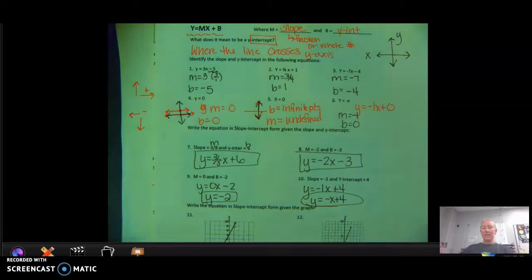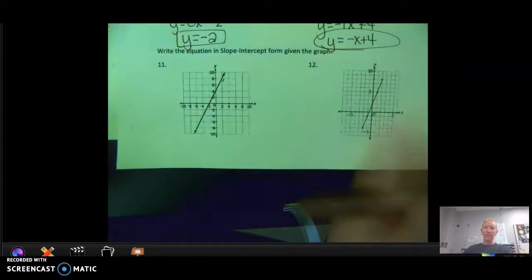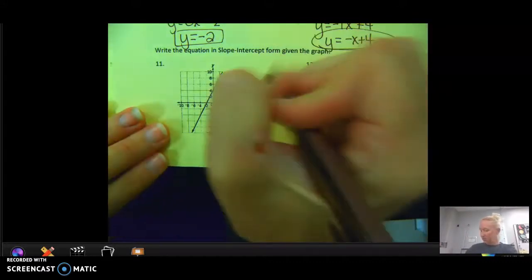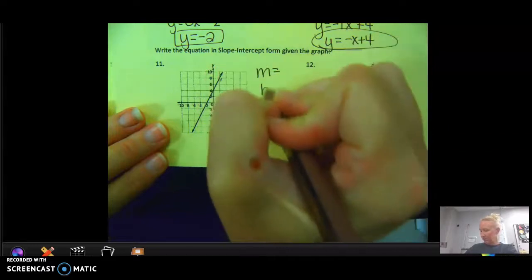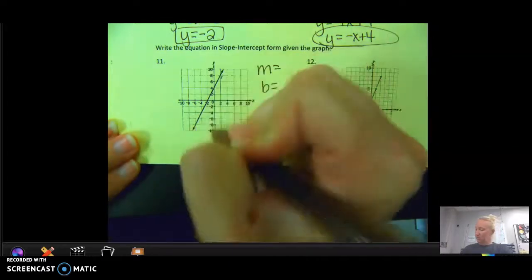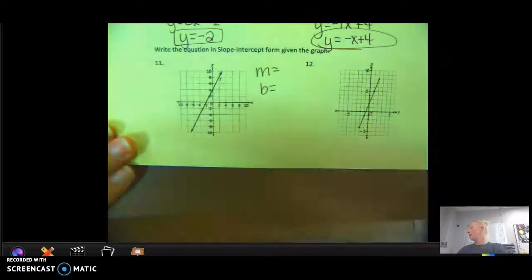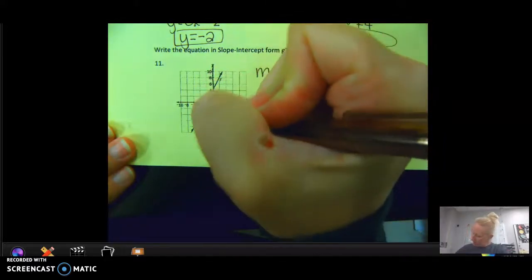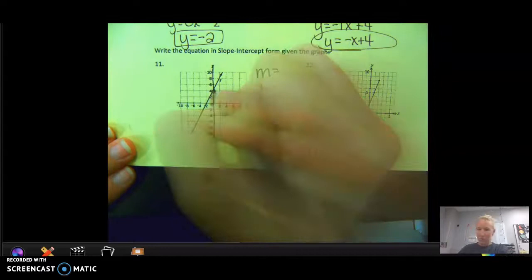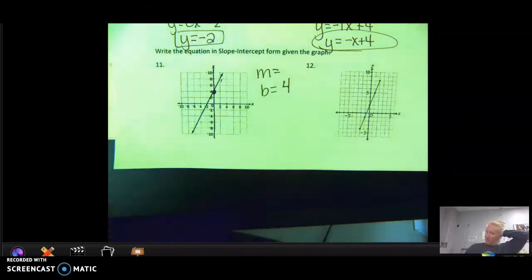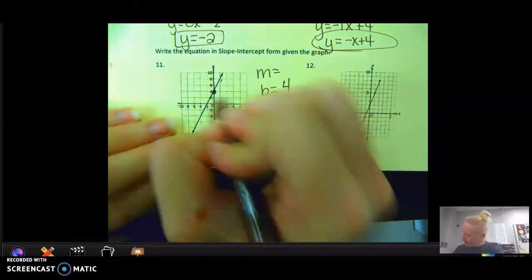Okay, the next thing is I can take the graph of a line and create an equation because I can find the y-intercept and I can find my slope. So we have m for my slope and b for my y-intercept. Typically, it's easier to find your y-intercept because it's just the number that crosses on the y-axis. So it would be the number that crosses right here. And I see that it crosses at this point. So that is point 4. So y-intercept is 4.